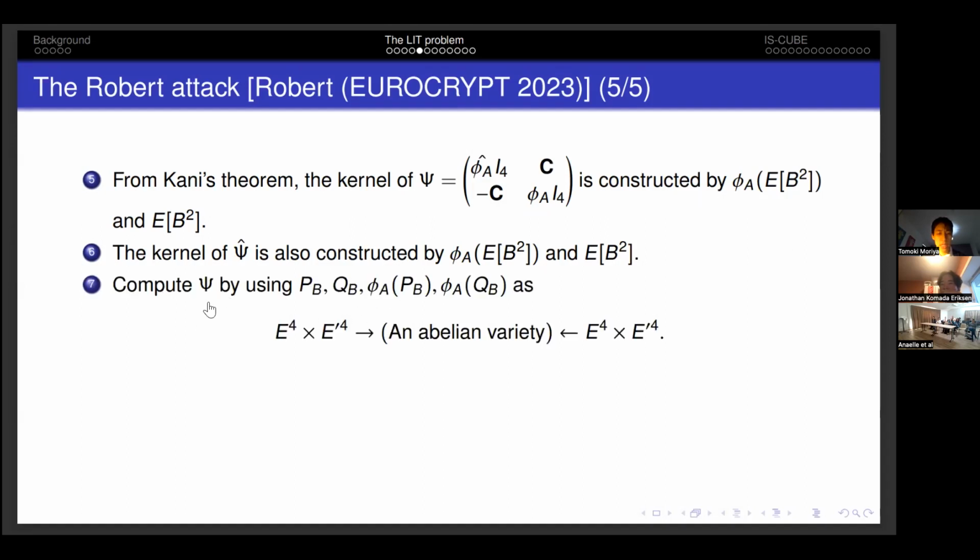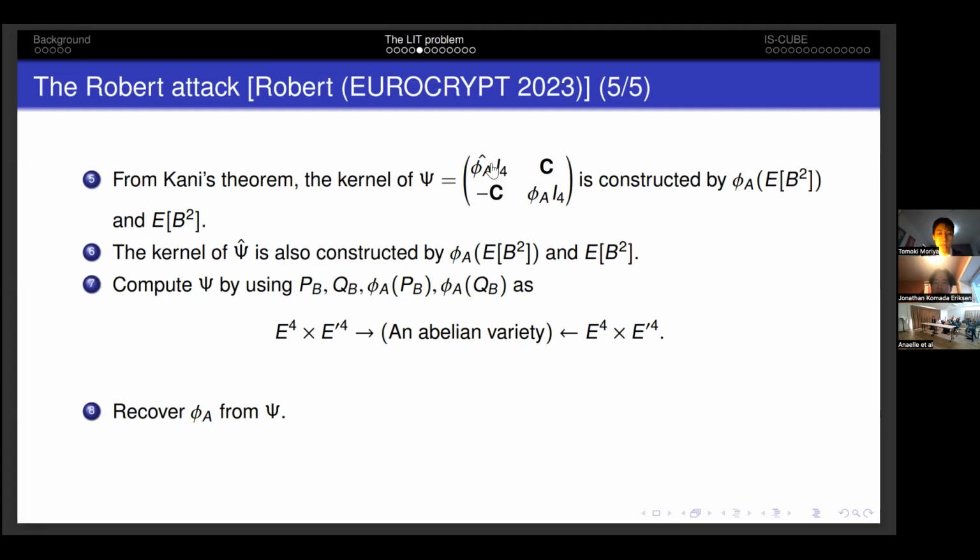So we can compute psi by using P_B, Q_B, and phi P_B and phi Q_B. These are the B torsion points. At first, we compute the half of the psi here. And next, we can compute the half of the dual of the psi here. Then we can find that these two isogenies go to the same abelian variety. Then we can compute the whole isogeny here. So this is a way to compute psi by using B torsion points.